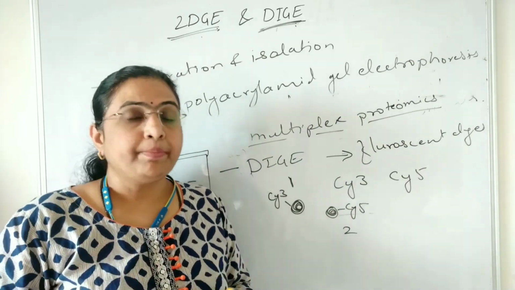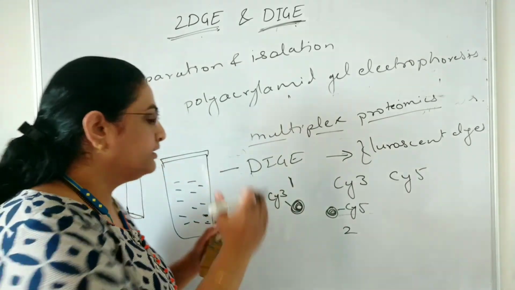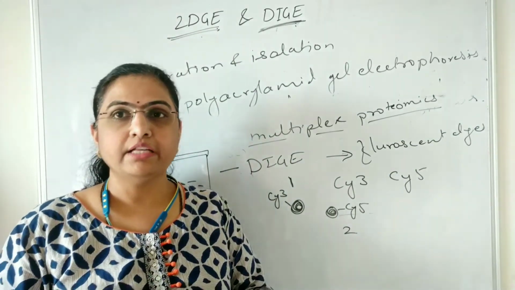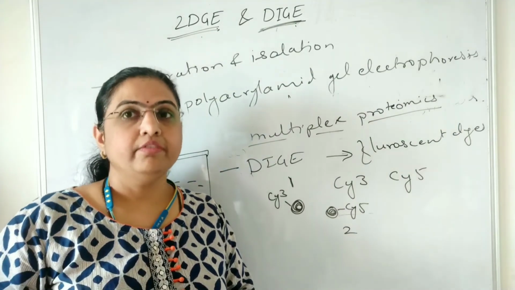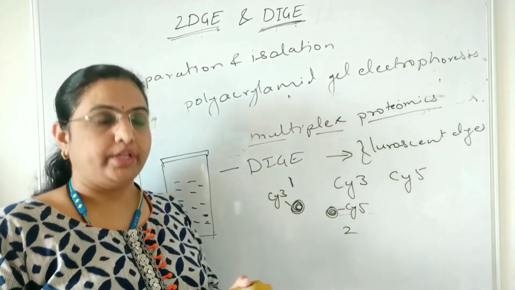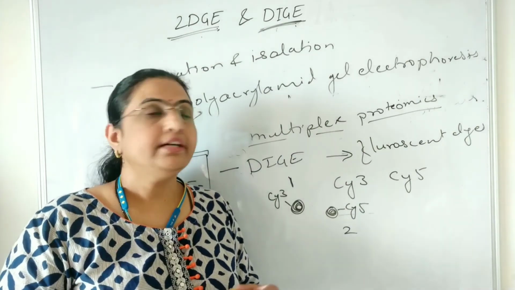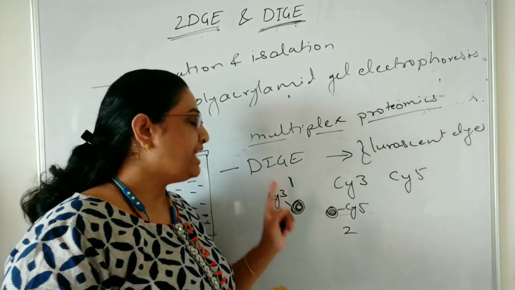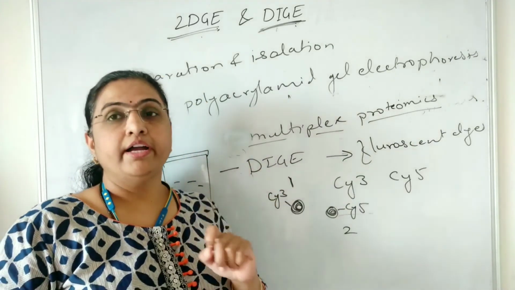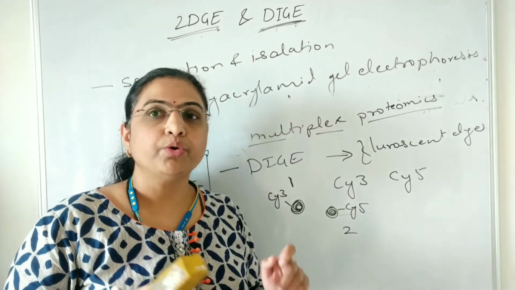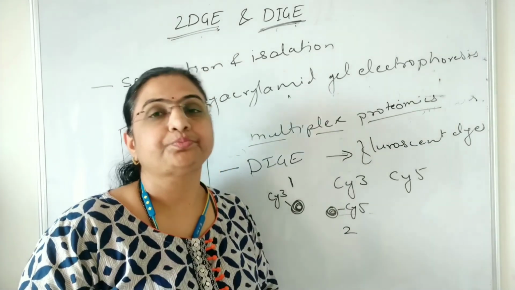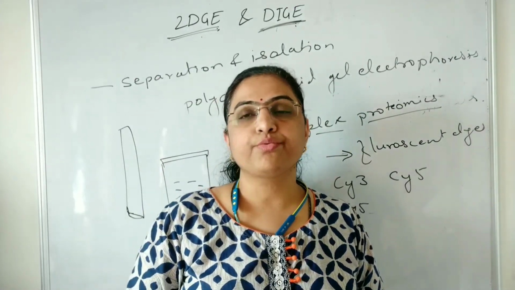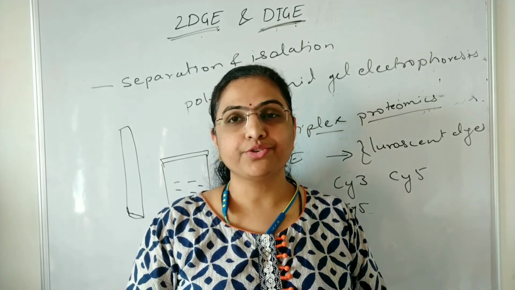But here the problem is that Cy3 and Cy5 are not as sensitive as the SYPRO stain, which is used for staining proteins. Still, it is a very good technique, multiplex proteomics in DIGE. It works, and it allows the comparison between two proteomes on the same gel. I think you now have a clear idea about two-dimensional gel electrophoresis and also difference gel electrophoresis.